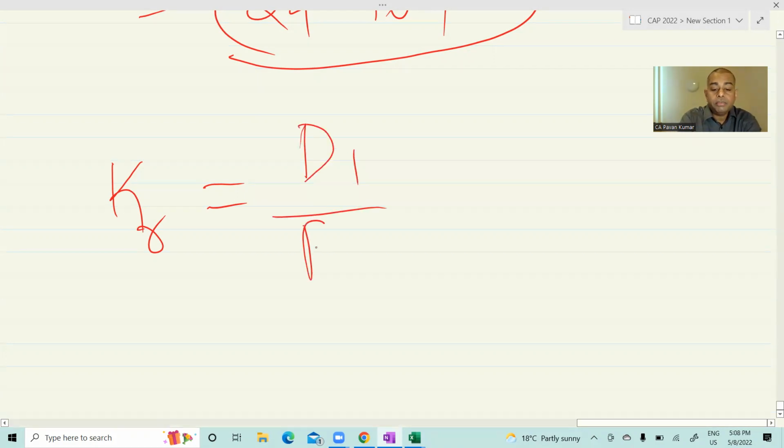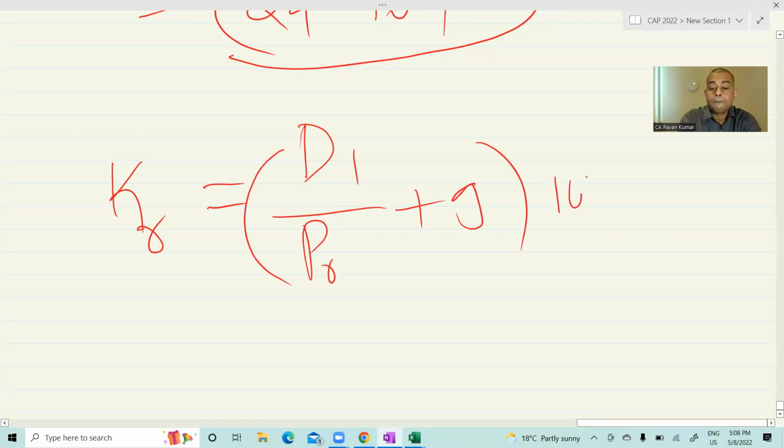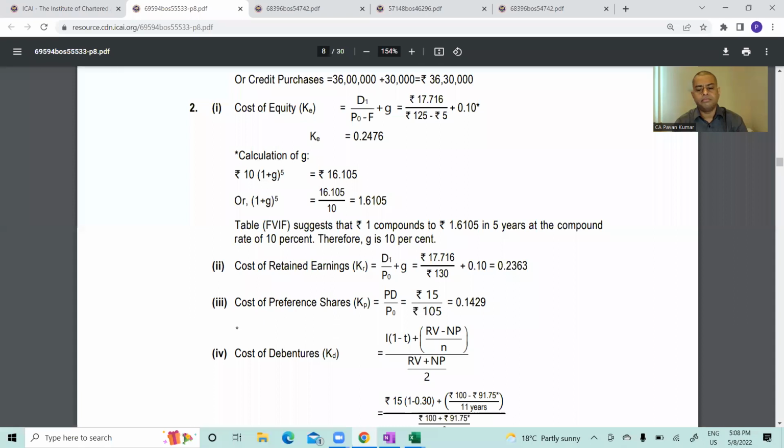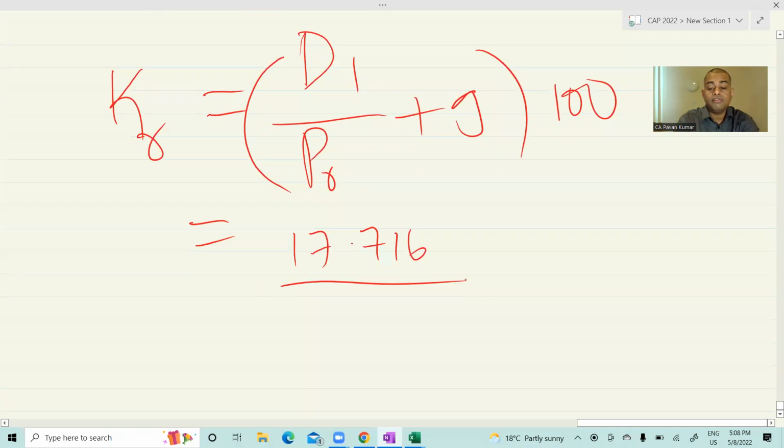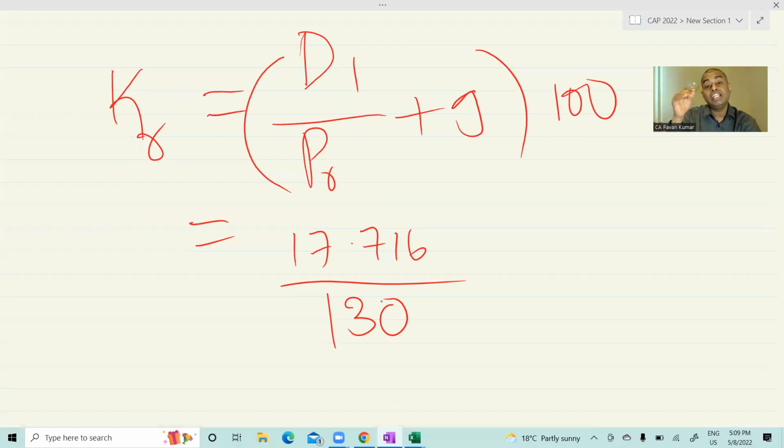So D1 by P0 plus growth rate into 100. What is D1 here? Same. D1 is the same, 17.716. Remember, there will be no separate dividend for equity shares and retained earnings. Both put together are the same shareholder. So the dividend paid on equity shares and the return you give on reserves are not different. P0 means the existing share's market price you will take. You will not take 125. Why? 125 is the issue price if you are issuing a new equity share. To use retained earnings, you don't need to issue any share.